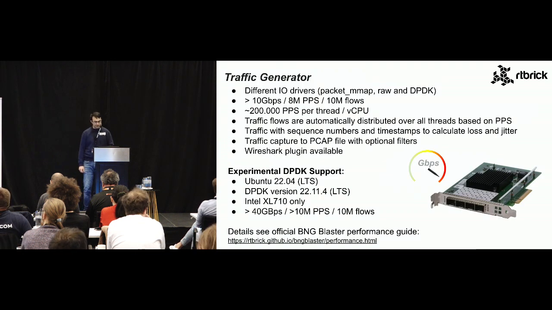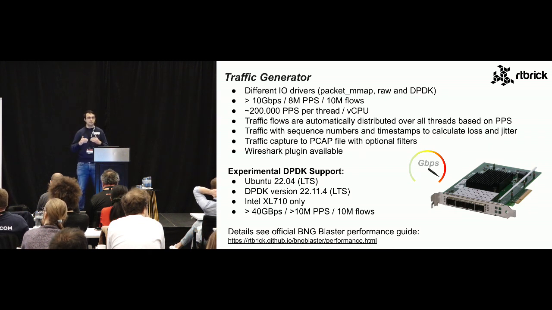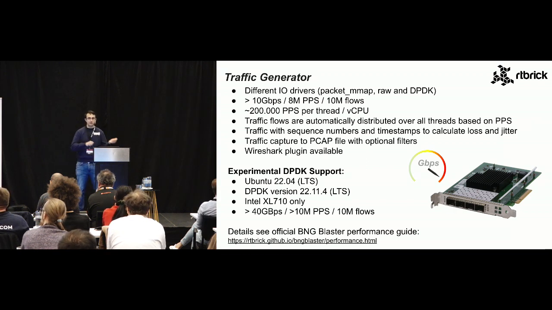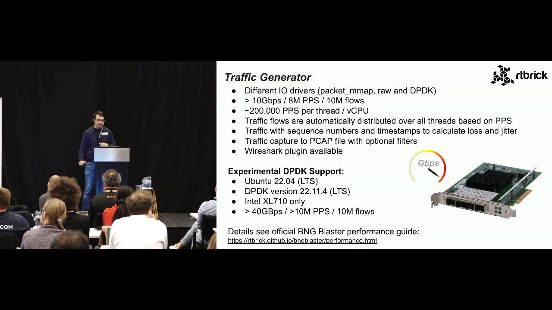There is a built-in traffic generator which supports different I/O drivers, and it's well abstracted so that the I/O mode is completely abstracted from the actual logic of the BNG Blaster. So per default, we use packet mmap for RX. This is the same API TCP dump is using, and it sends traffic via raw packets or raw sockets, but you can even say packet mmap in both directions or raw sockets in both directions. And we also support DPDK, but I would be more than happy if people contribute more drivers here, but this is what we have today. And we can, without DPDK, achieve around about 10 gigabit per second, 8 million PPS, 10 million flows, which is quite okay for our purposes.